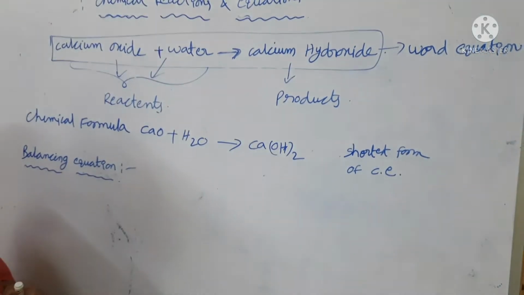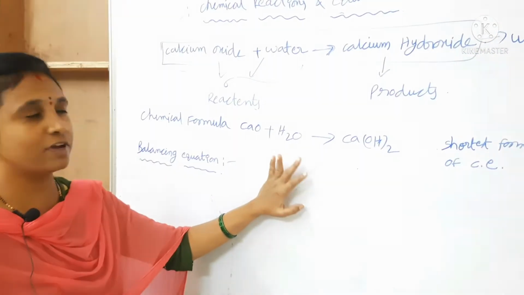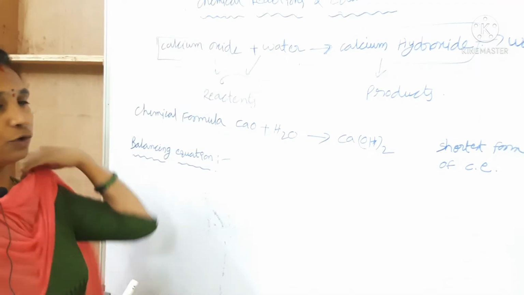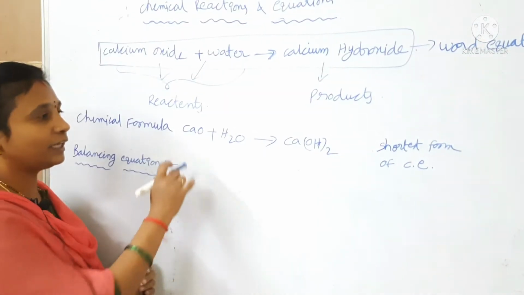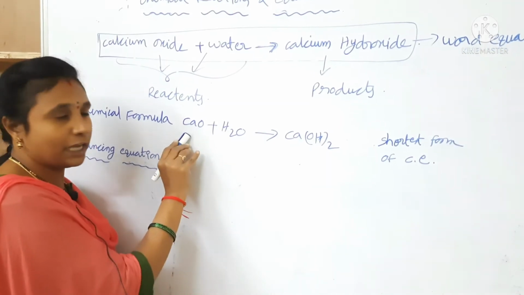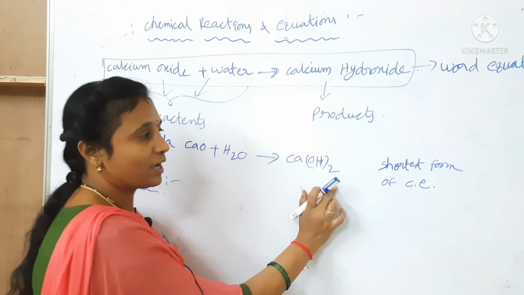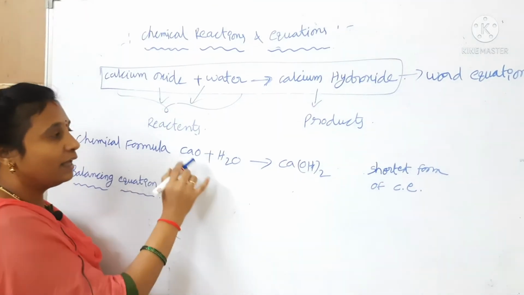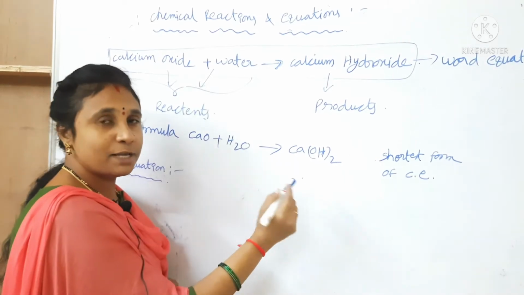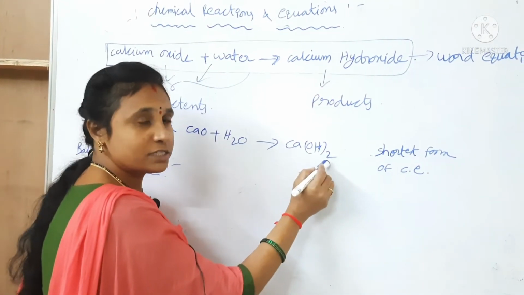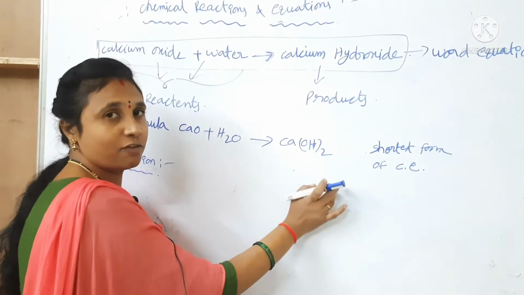How to balance the equation? There are many steps for balancing an equation. First of all, you have to check how many compounds are used here. Here 3 compounds are used: one is CaO, one is H2O and the other is Ca(OH)2. What are the reactants here? CaO and H2O are both reactants. And what is the product here? The Ca(OH)2, the calcium hydroxide, is the product of this equation.